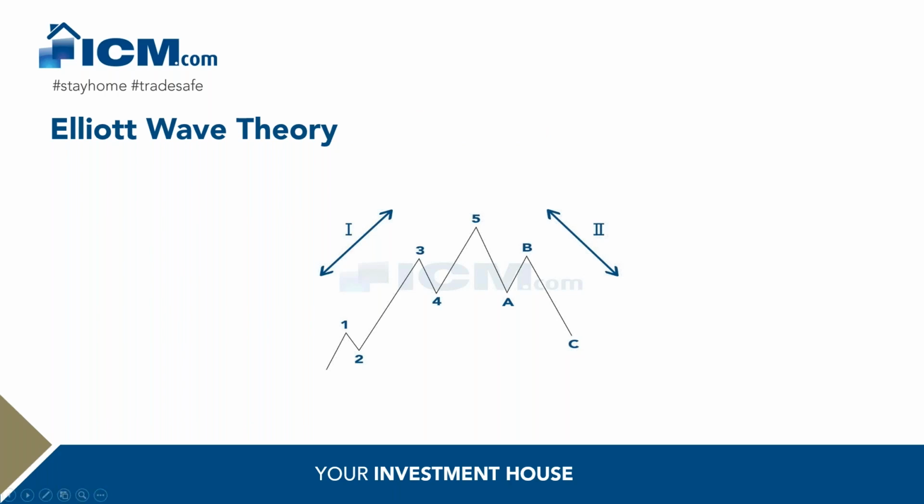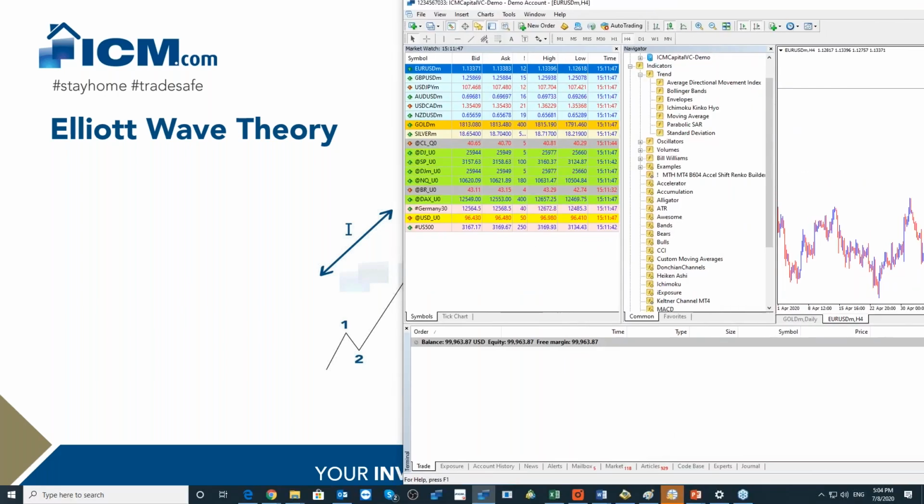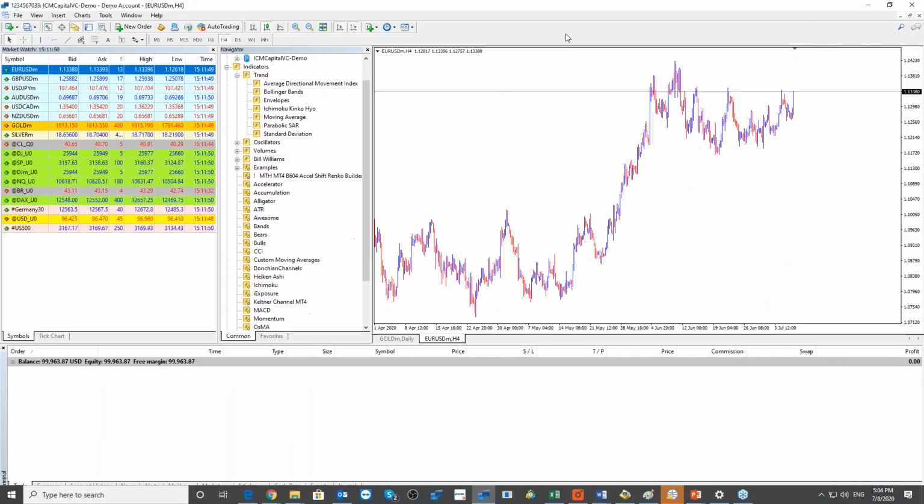So now we're going to go to the MetaTrader 4 platform to have a small example of how to look at the chart and look for Elliott wave structures. Here, for example, this is the 4-hour chart on the euro dollar. I'm going to give several points of view from which traders who understand Elliott wave can think. For example, we can see this structure here.